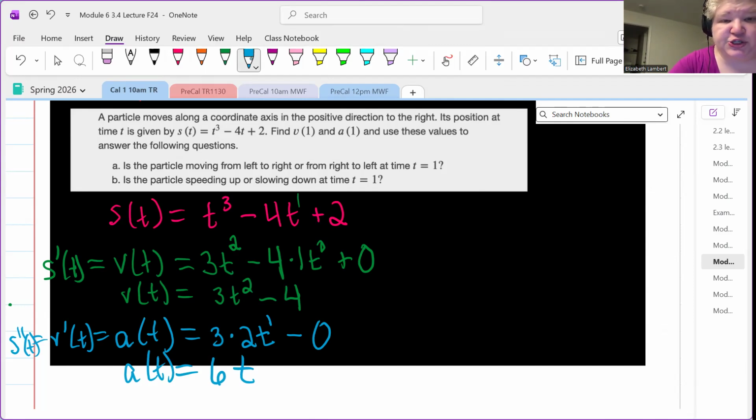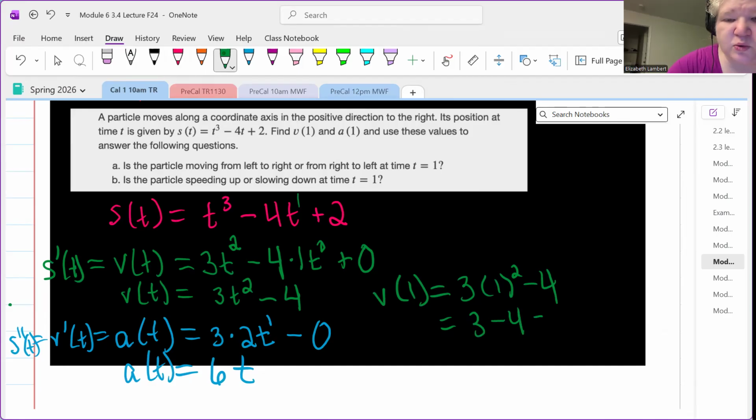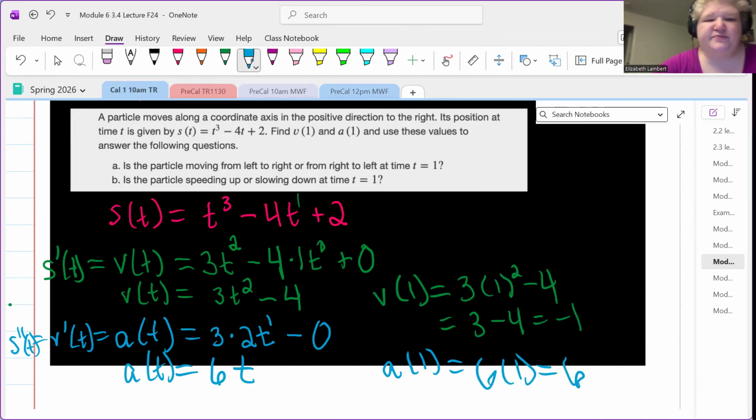Now they asked us to figure out v of 1 and a of 1. So v of 1 will be 3 times 1 squared minus 4. 3 minus 4 will be negative 1. And then a of 1 is just 6 times 1, so we get positive 6.